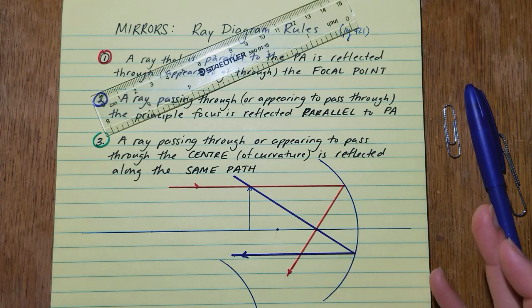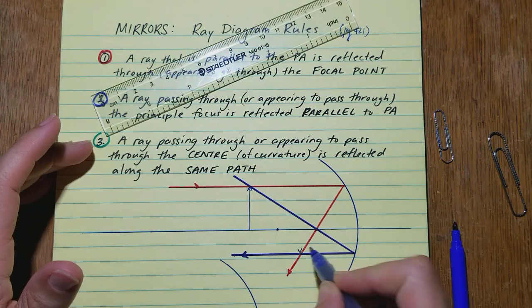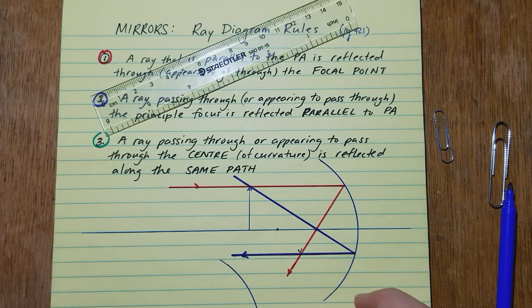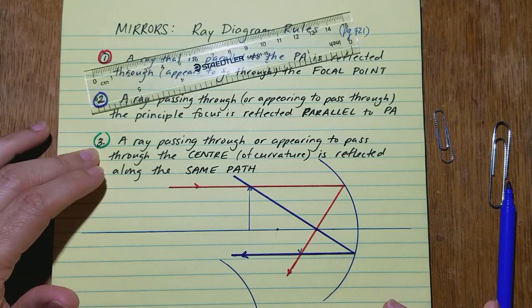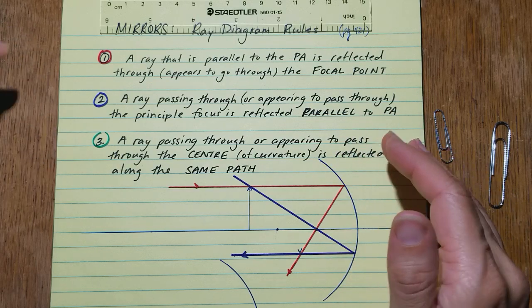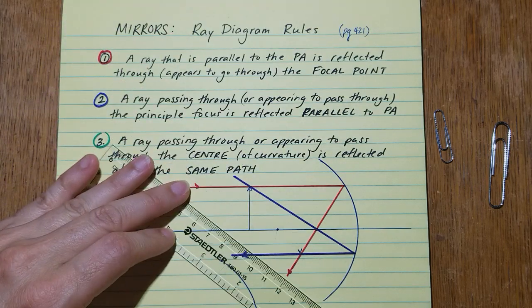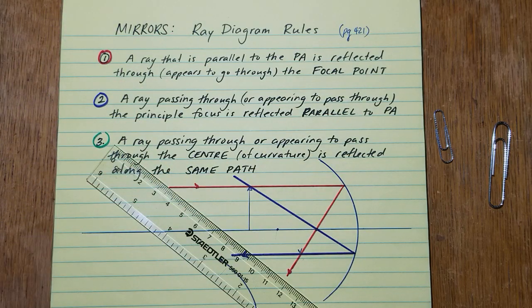So I've done 2 rays. They converged on this point. This should be the top of my image. But I still have a third rule here. Okay? The third rule is a ray passing through or appearing to pass through the center of curvature is reflected along the same path. If we did this right, all right, I should have all 3 lines converge on the same point.